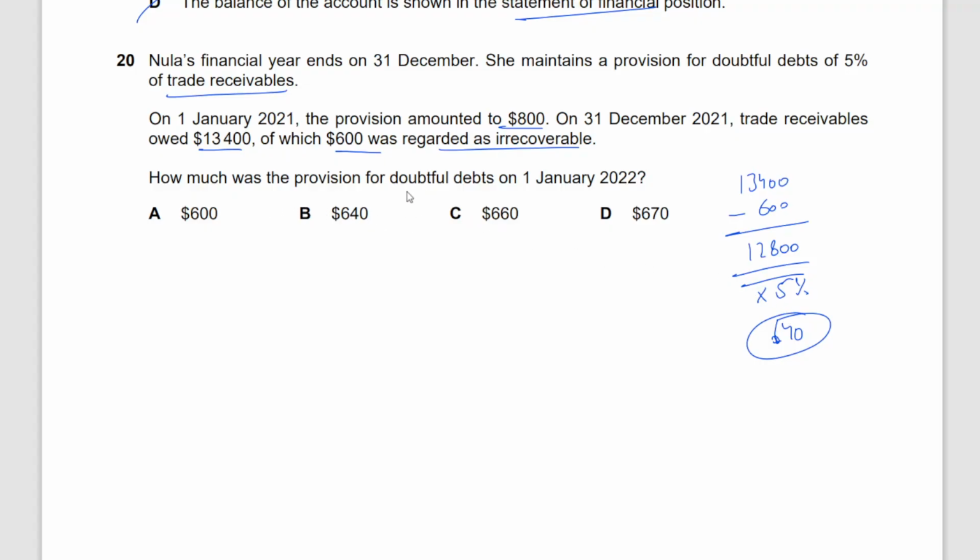Well, we can say how much was the provision for doubtful debts on 1st January. That's the balance. But if they ask you to say what will be transferred to the income statement, that's going to be the difference. It's an income, actually. It went down from 800 to 640. 160 is regarded as an income in the income statement. But here, the question is to give them a balance, and that would be 640.